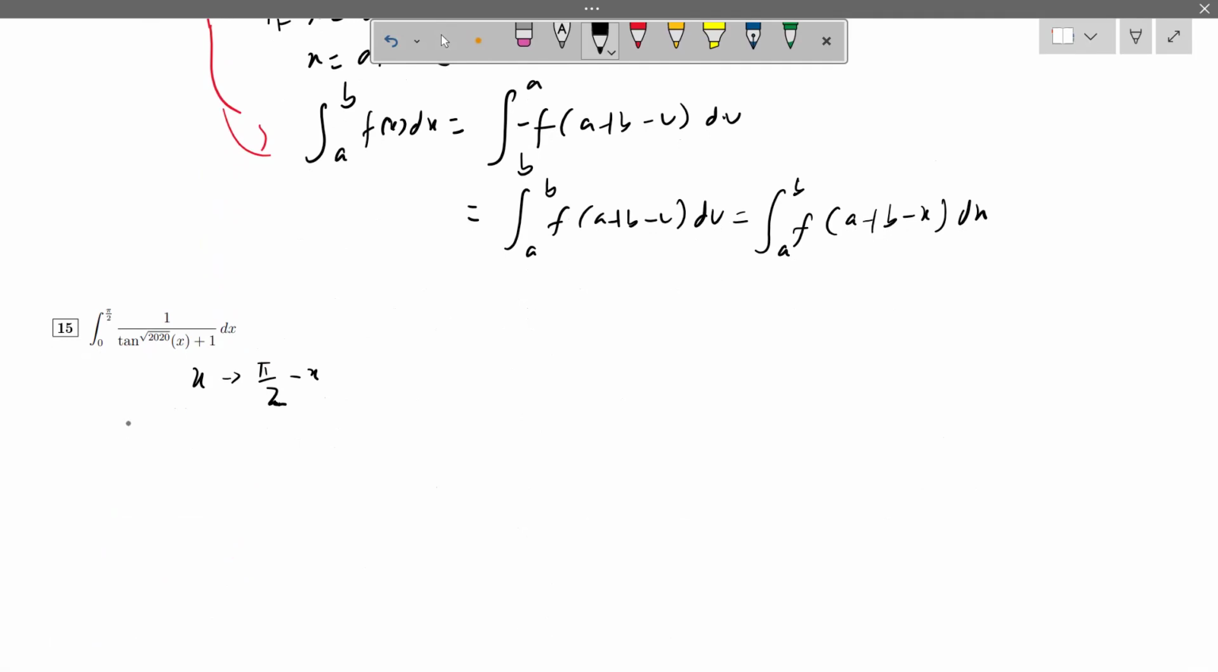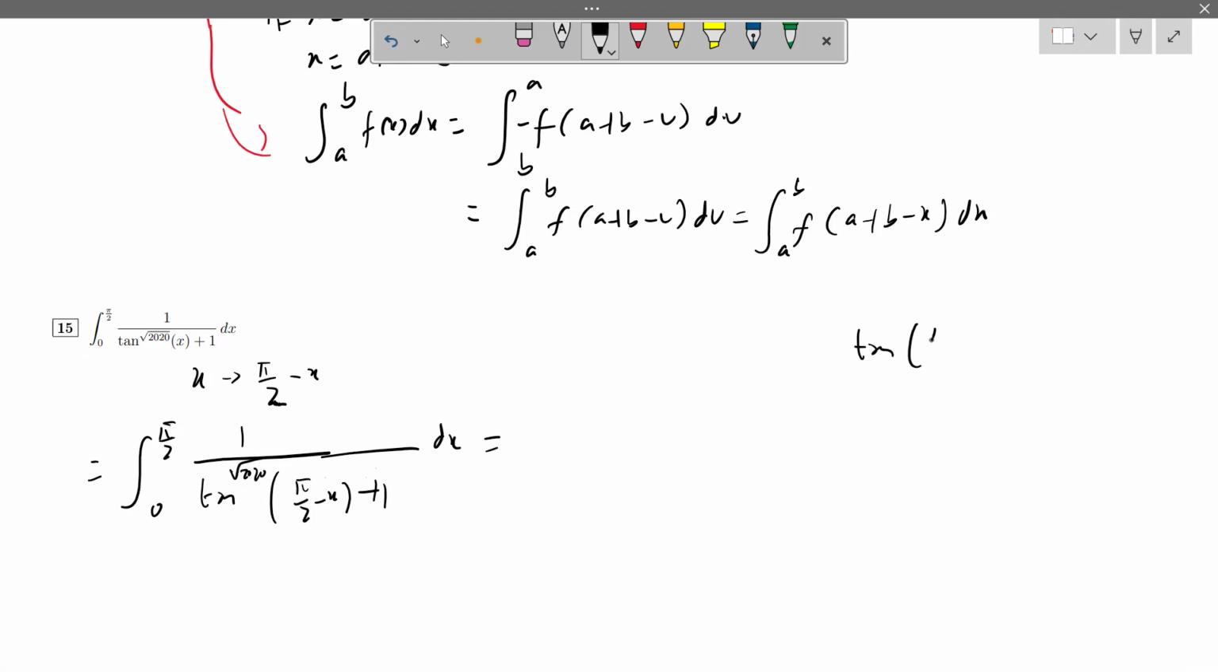So this integral is equal to 1 over tangent of pi over 2 minus x to the power of square root of 2020 plus 1, and don't forget the dx. Now, this is just tangent of pi over 2 minus x, all raised to the power of square root of 2020. And remember what tangent of pi over 2 minus x is. This is actually cotangent of x. So our integral becomes 1 over the cotangent of x raised to the power of square root of 2020 plus 1.